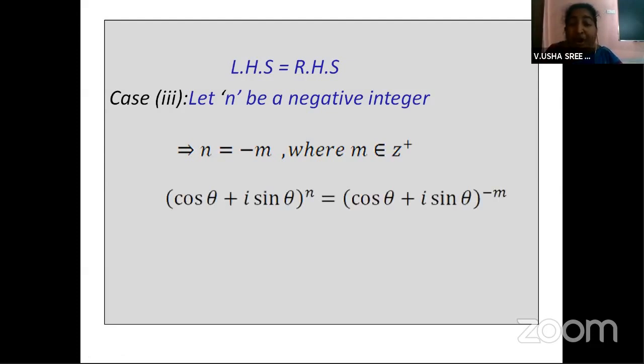Right, children? So (cos theta plus i sin theta) whole power n is nothing but (cos theta plus i sin theta) whole power minus m. Why? Because I have taken the value of n as minus m. So we are replacing it with minus m. Now, when you have minus in the power, isn't it? Because of this minus, you will get a fraction, that is a power minus 1 is 1 by a. Likewise, (cos theta plus i sin theta) whole power minus m becomes 1 by (cos theta plus i sin theta) whole power m.